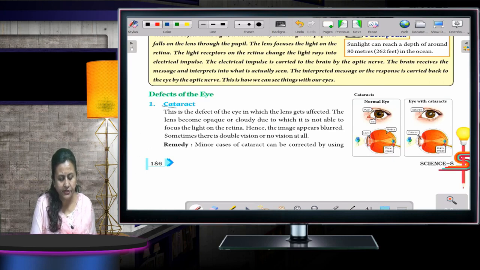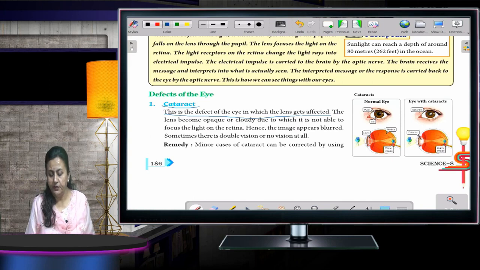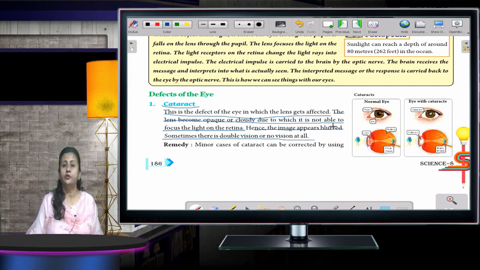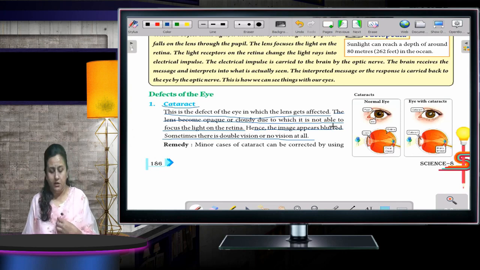First is cataract. This is the defect of the eye in which the lens gets affected. The lens becomes opaque or cloudy, due to which it is not able to focus the light on the retina. Hence the image appears blurred. Sometimes there is double vision or no vision at all. Cataract, you must have heard the word motiabimb also. In this, a film is formed on the lens of the eye and we are not able to see things properly, or the image is somewhat blurred.